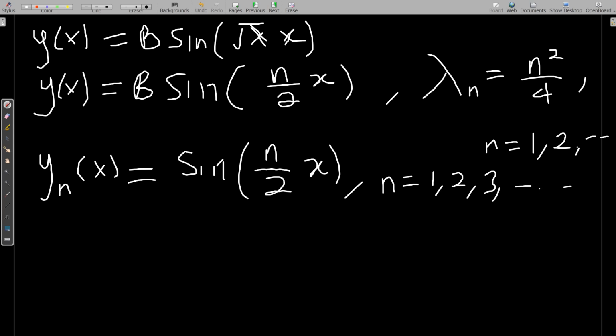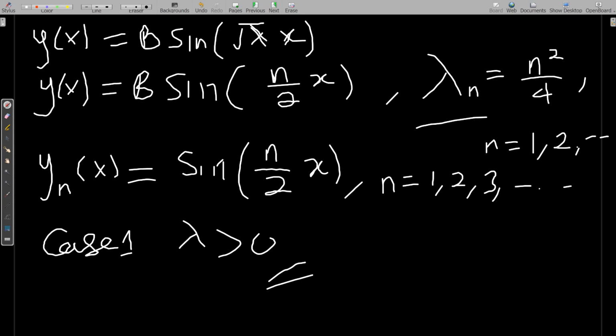So this is the solution for case 1, when lambda is greater than 0. For case 1, the eigenvalues are lambda n equals n squared over 4, and the corresponding eigenfunction is this one. Now you consider another case. Case 2 is when lambda is equal to 0.